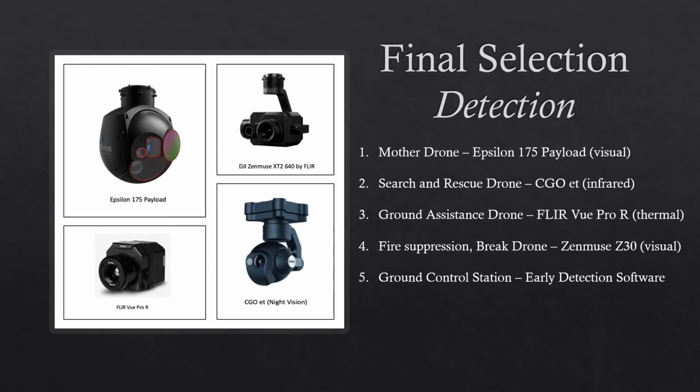The mother drone is equipped with the Epsilon 175 payload, which is a powerful camera with a 360-degree rotation gimbal pre-installed. The search and rescue drone is equipped with the CGO-ET low-light camera, which uses infrared technology. The ground assistance drone uses a thermal FLIR Vue Pro R. Fire suppression uses the Zenmuse Z30 visual camera. Early detection software is set up at the ground station to analyze the collected footage. More on it ahead in the presentation.